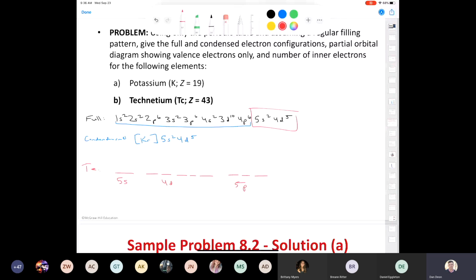So we have 5s1, 2, 1, 2, 3, 4, 5. There you go. All right.